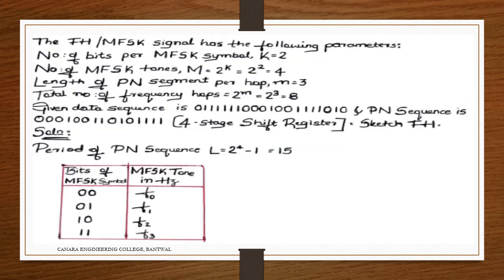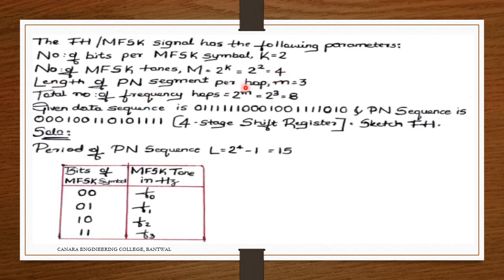Okay. Next. This is one of the very important problems, so be sure about how we are solving it. The frequency hop MFSK signal has the following parameters. Number of bits per MFSK symbol, k, is equal to 2. So one symbol will have 2 bits here. Number of MFSK tones, M, is equal to 2 to the power of k, that is 2 to the power of 2, which is 4.